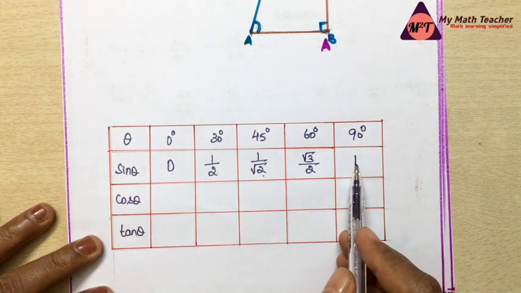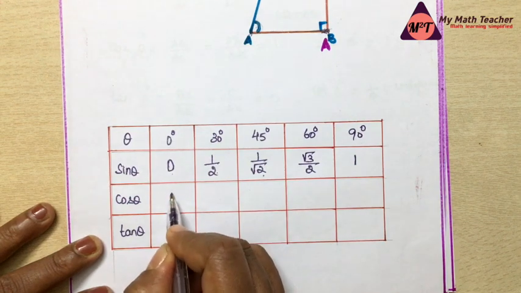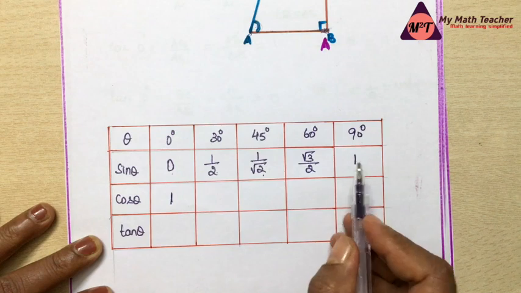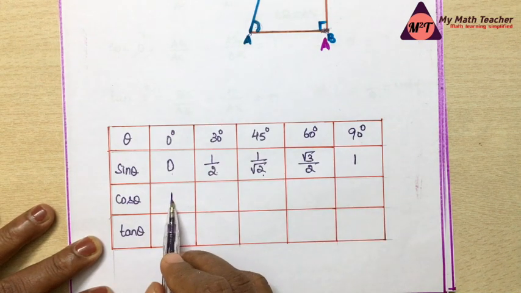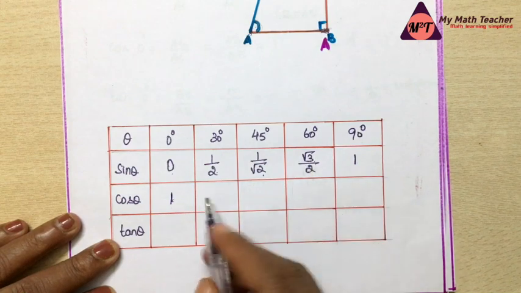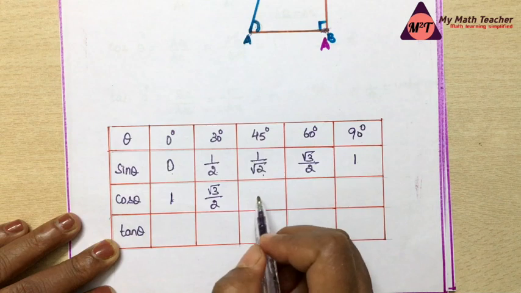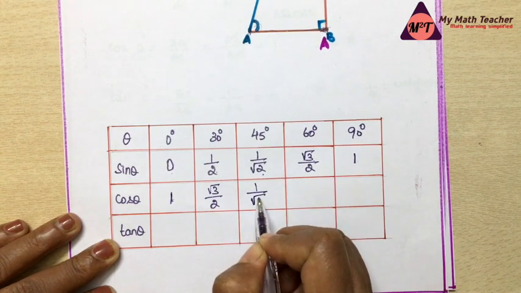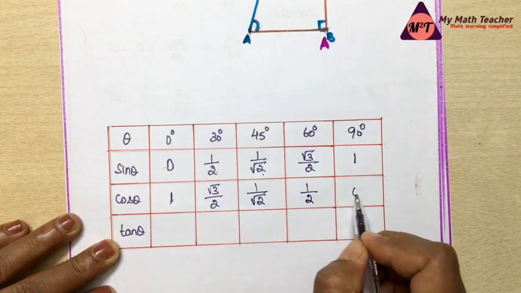Now cos will be just the reverse. Starting from your right, write the values from 0 degrees. Write this 1 here, the next one is root 3 by 2. Now the same will be here. Now bring this 1 by 2 here and 0 here.